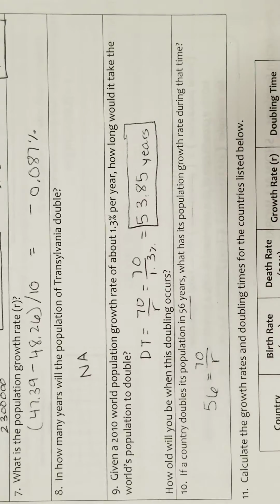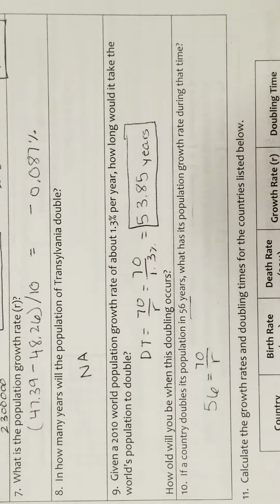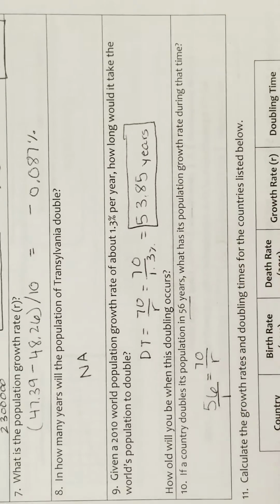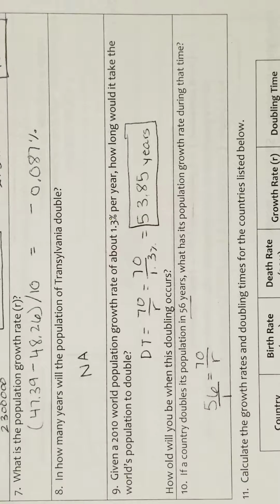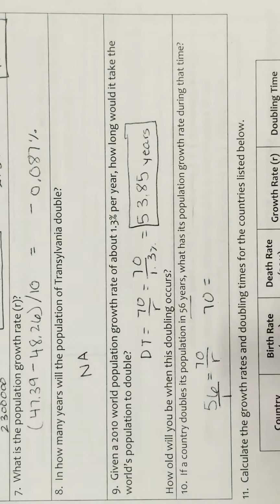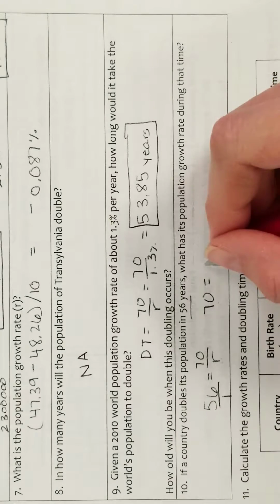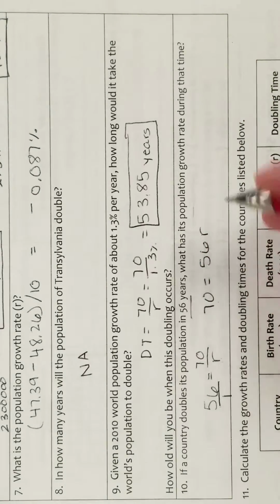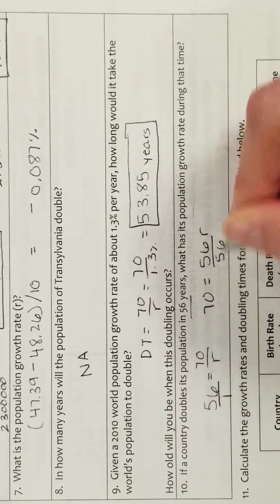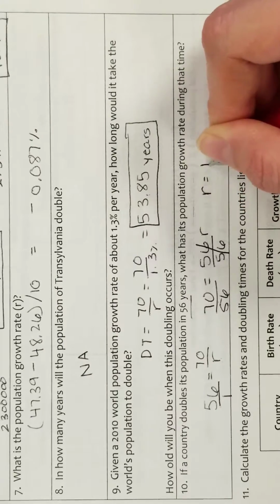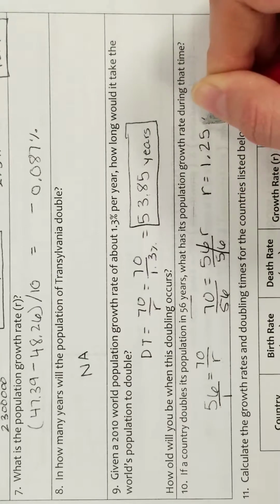One trick that I taught my kids in chemistry, or a method that we used, was the cross multiply and divide. Sometimes it's a little tricky in the denominator, and if we don't want to work through the steps to solve for R, we can just set 56 over 1 and cross multiply, which would give me 70 set equal to 56 times R. Okay, now it's really simple to solve for R. We would just divide both sides by 56. This would cancel out, and my growth rate is 1.25%.